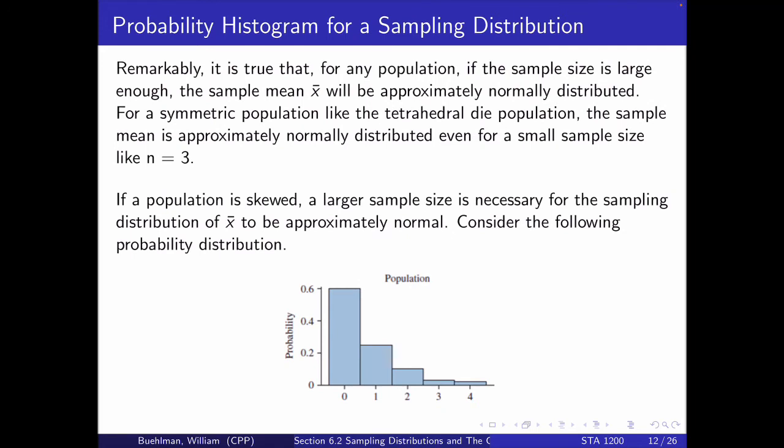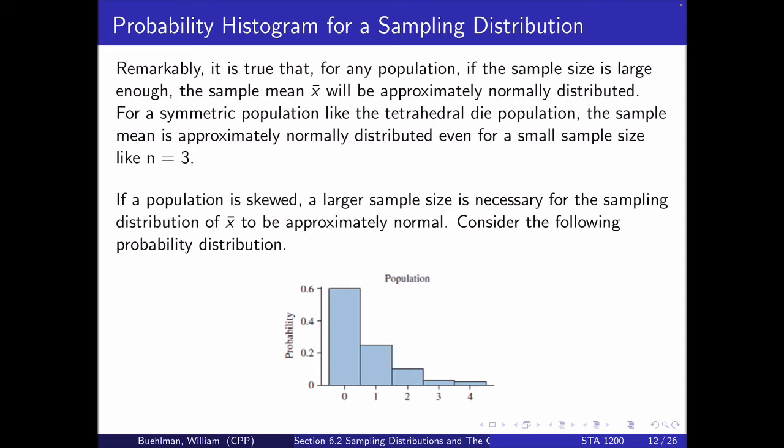Remarkably, it is true that for any population, if the sample size is large enough, the sample mean x bar will be approximately normally distributed. For a symmetric population like the tetrahedral die population, the sample mean is approximately normally distributed even for a small sample size of 3. If a population is skewed, a larger sample size is necessary for the sampling distribution of x bar to be approximately normal.